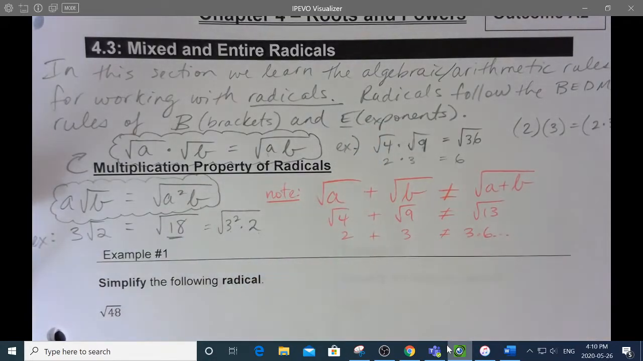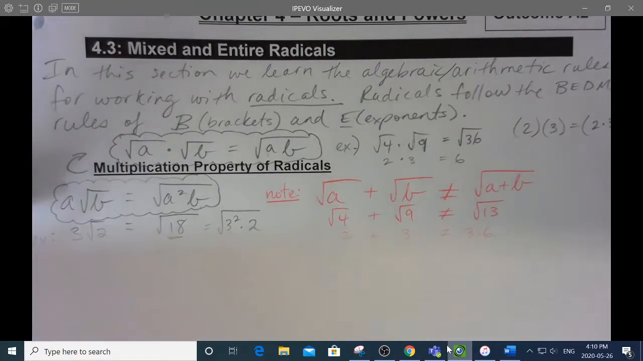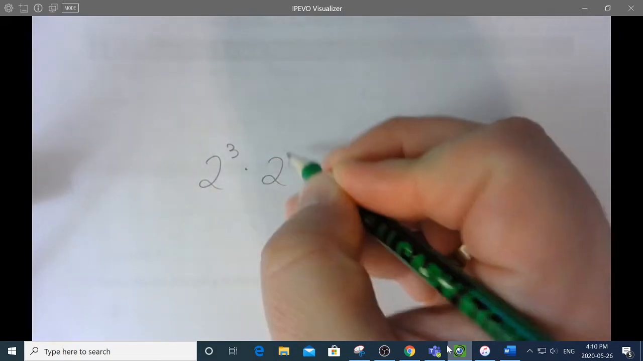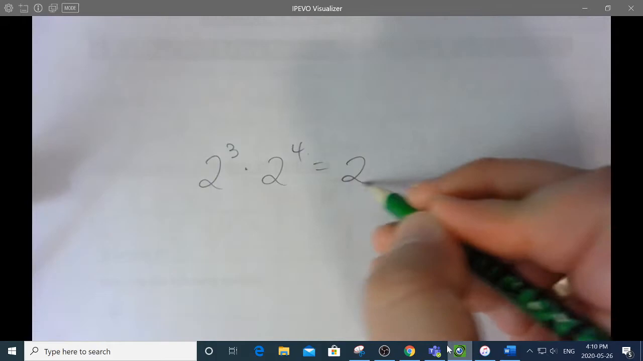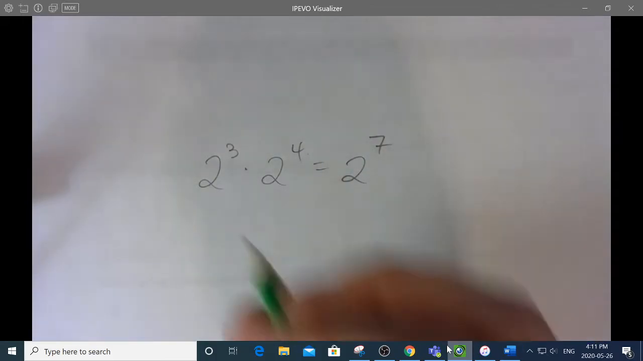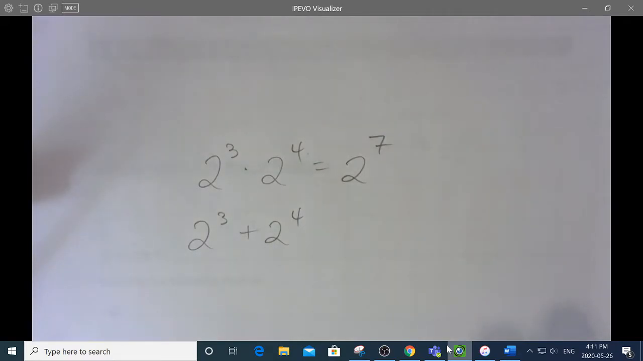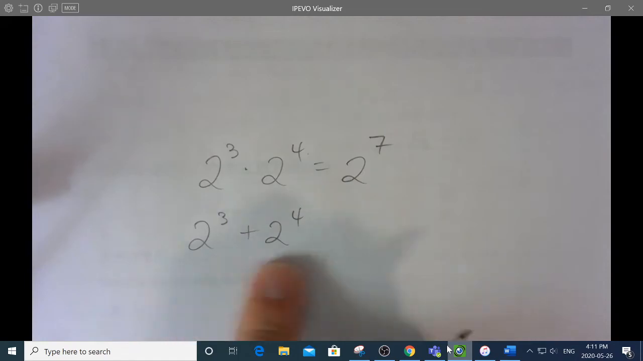Because hopefully, if you remember your grade 9 exponent laws, you should remember that if you had, for example, 2 to the 3 times 2 to the 4, I can add those exponents and say that it's 2 to the 7. But 2 to the 3 plus 2 to the 4, there is no law that allows you to combine those two numbers. There's no power law for addition.